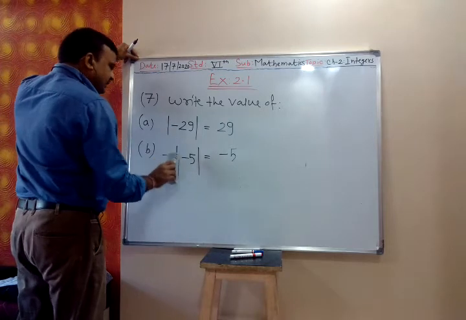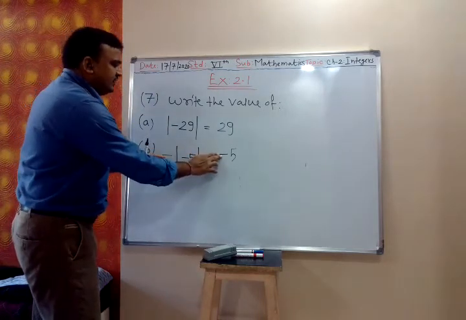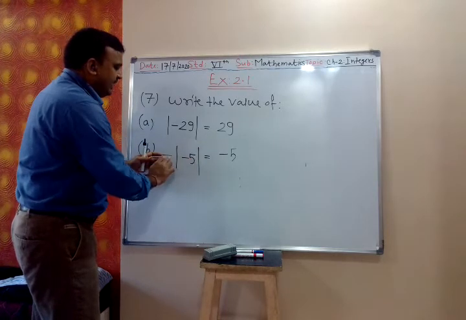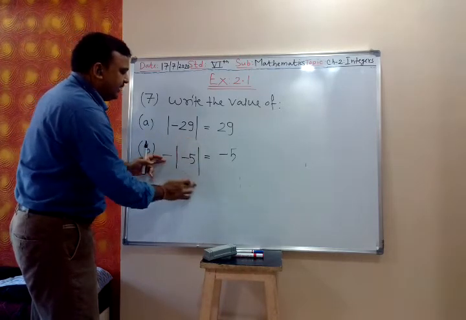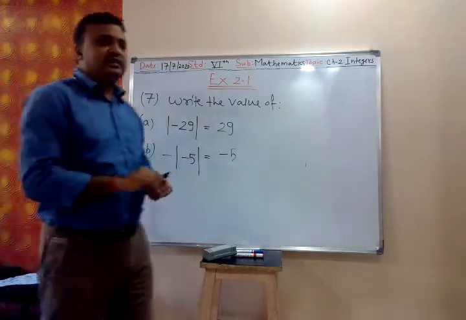See, this minus sign is outside. Outside sign we write as it is, but absolute value of minus 5, I will write plus 5. So the minus sign stays as it is.